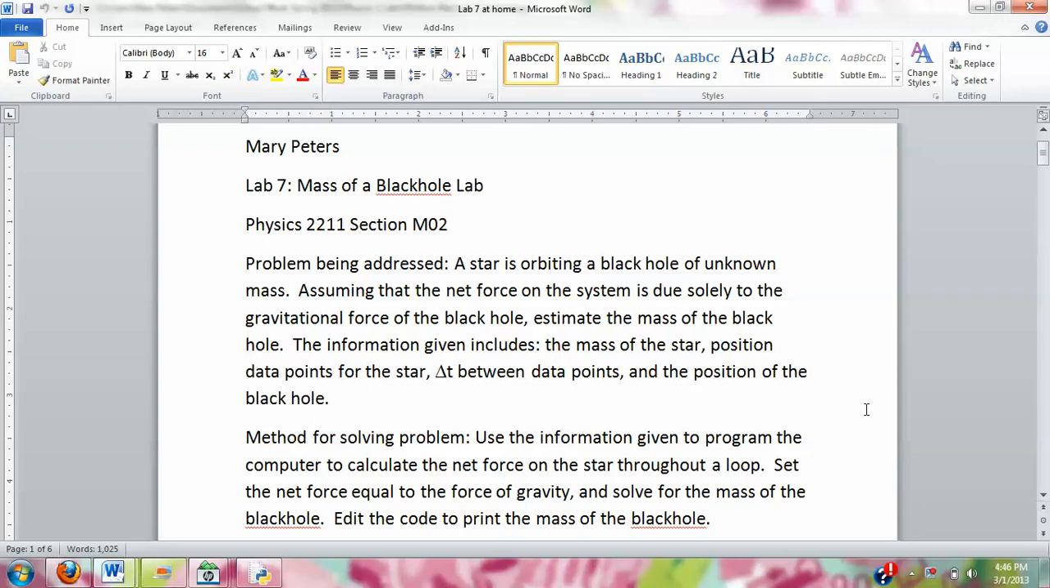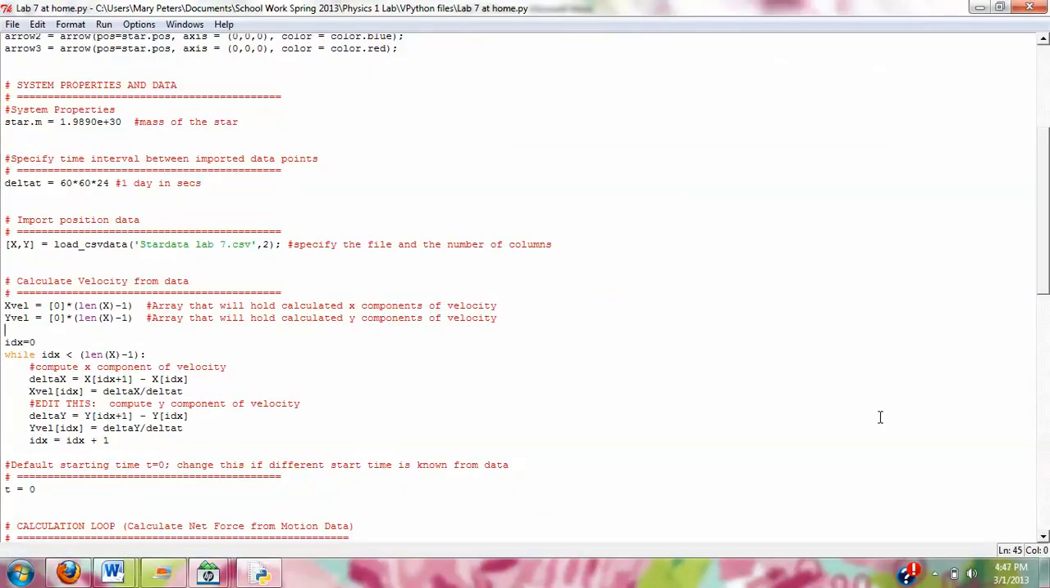Here's a general method for how I solved the problem. I used the information given to program my computer to calculate the net force on the star throughout a loop. I set the net force equal to the force of gravity and solved for the mass of the black hole. I edited the code to print the mass of the black hole. Here's the VPython code that I used to solve this problem.